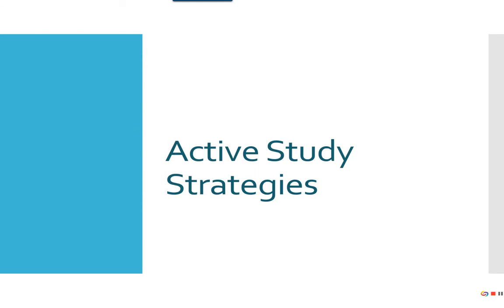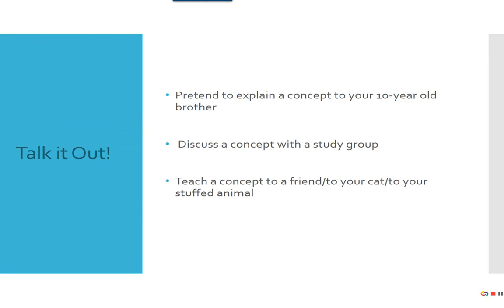Once you have this list, you need to develop a range of strategies to be active in your studying. One way is to talk about the material. You could pretend to explain a concept to your 10-year-old brother. You could discuss a concept with a study group of peers from this class. Or you could try and teach a concept to a friend, to your cat, or even just to your stuffed animal. When we talk about things, we've put things in our own words, and this helps us to understand them. Talking about material adds depth and complexity to our understanding and leads to greater retention.